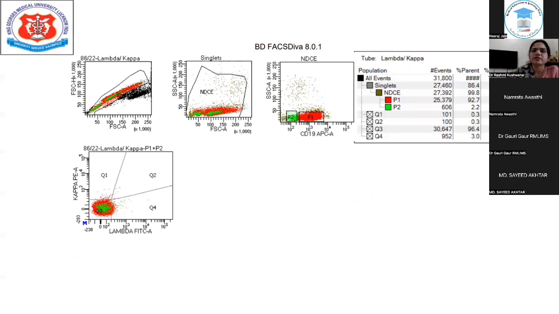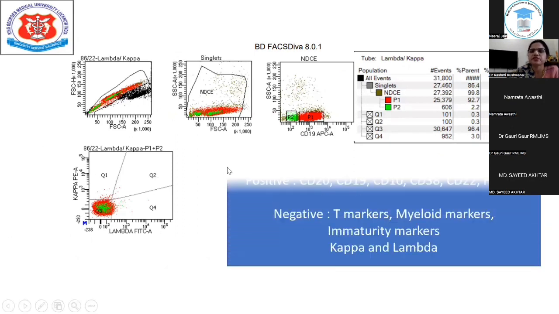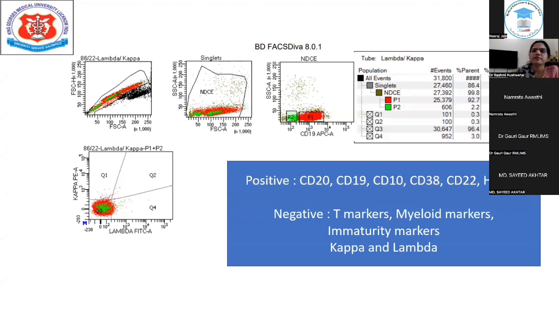So again, we proceeded with a clonality tube. There was absence of kappa and lambda. So what do we have? We have bright CD19 positive cells, positive for CD20, CD10, CD38, CD22, HLA-DR, and negative for T markers, myeloid markers, immaturity markers, kappa and lambda.